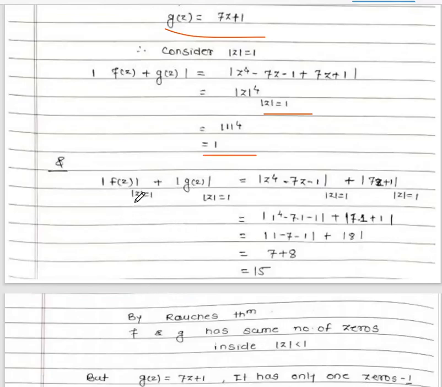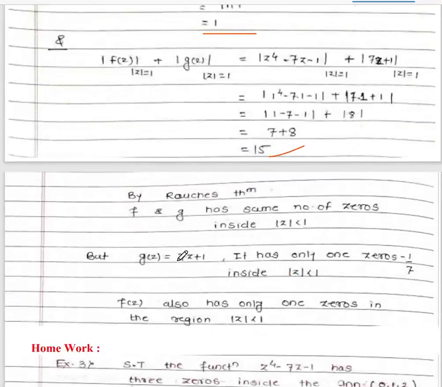Then we will find out mod f of z at z equal to 1 plus mod g of z at z equal to 1. Putting the values of f of z and g of z and solving, we will get 15. Then by using Rouche's theorem, f and g have the same number of zeros inside mod z less than 1. But g of z equal to 7z plus 1, so it has only one zero, minus 1 by 7, inside mod z less than 1. So therefore f of z also has only one zero in the region mod z less than 1.